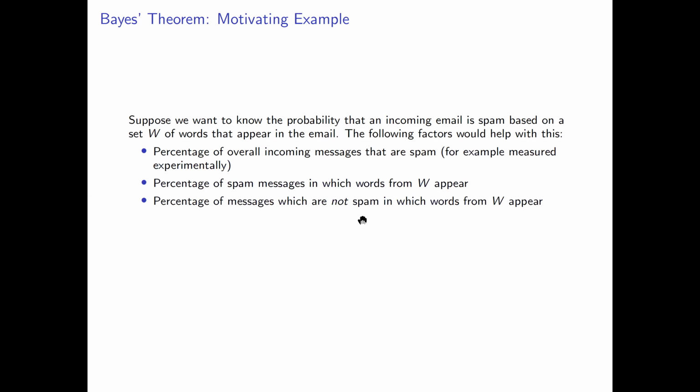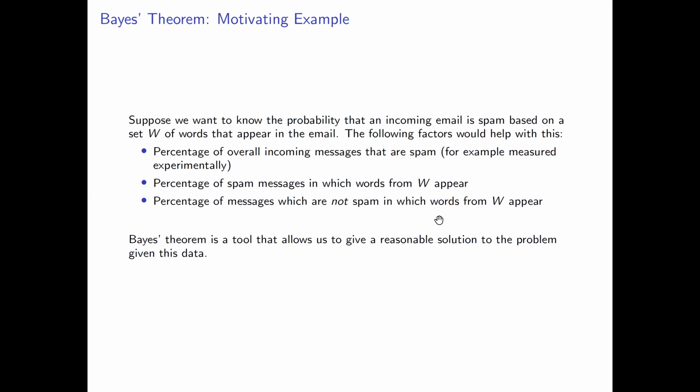On the other hand, it will also help to know the percentage of messages which are not spam, which also contain words from our set W. For example, maybe some large, maybe like 50% of messages which are not spam contain words from W, and maybe 50% of messages which are spam contain words from W. Maybe in that case, just because W appears in a lot of spam messages, it doesn't necessarily imply that the email we receive will be spam, right? So this is another bit of information which will be helpful to answering this question.